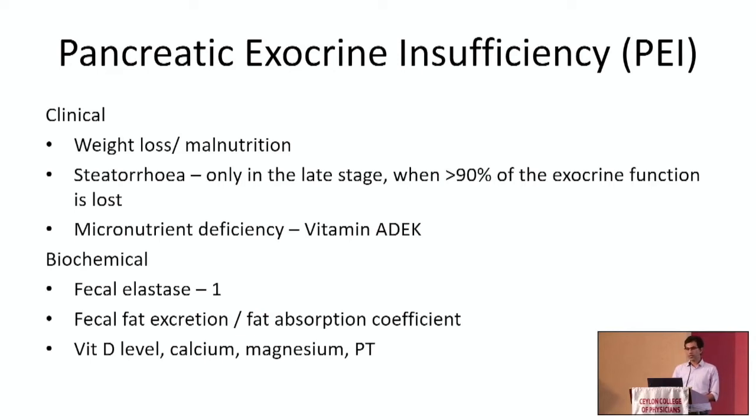And investigation-wise, as a first-line screening, the fecal elastase test can be used. The gold standard test for the diagnosis of steatorrhea would be 72-hour fecal fat excretion, which is a cumbersome test, so it is not usually practiced. And measurement of micronutrients, including vitamin D level, calcium, magnesium, and INR, the prothrombin time, can be used.